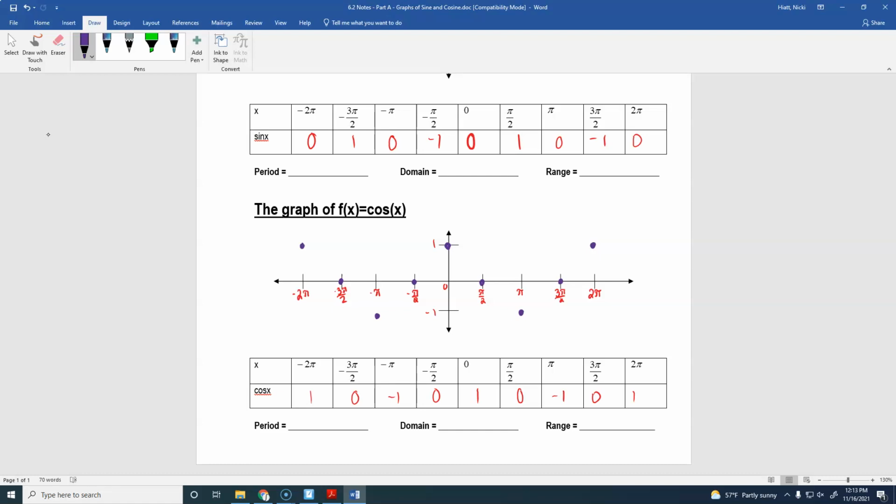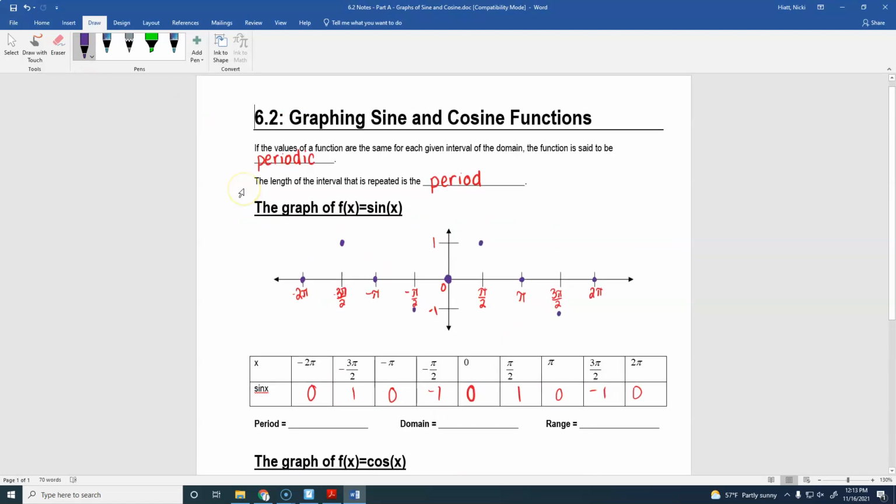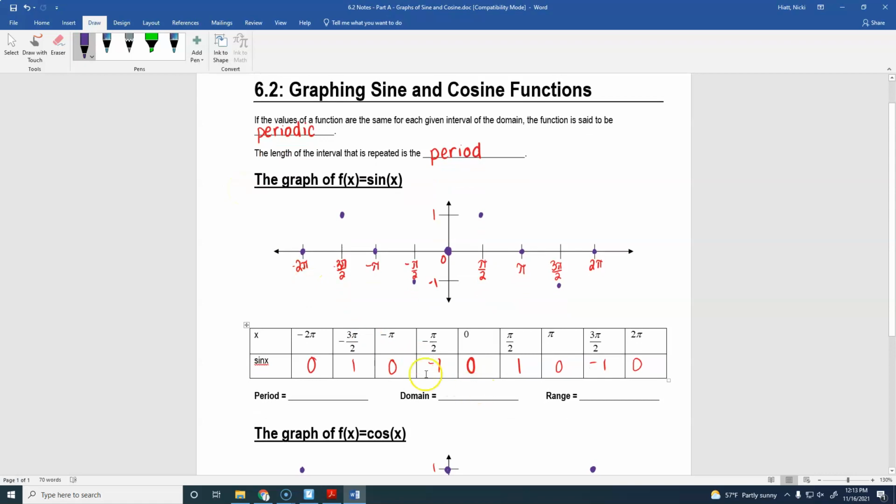We'll do that. You can do it. Okay, I think most people at least have sine done. Alright, so let's look at what we've got up here for sine. So you should get 0, 1, 0, negative 1, 0, 1, 0, negative 1, 0 here. And when you graph it, it's going to look like those purple dots that I have up there.